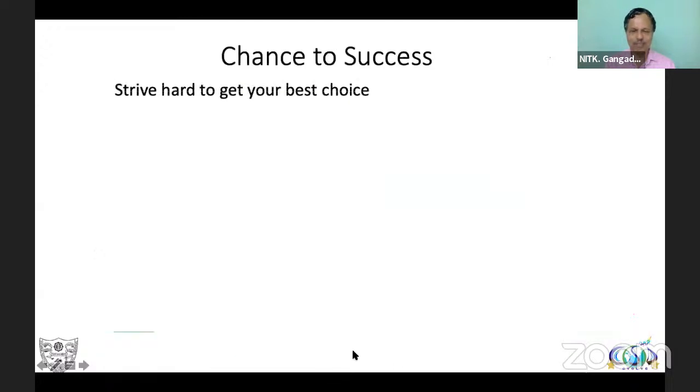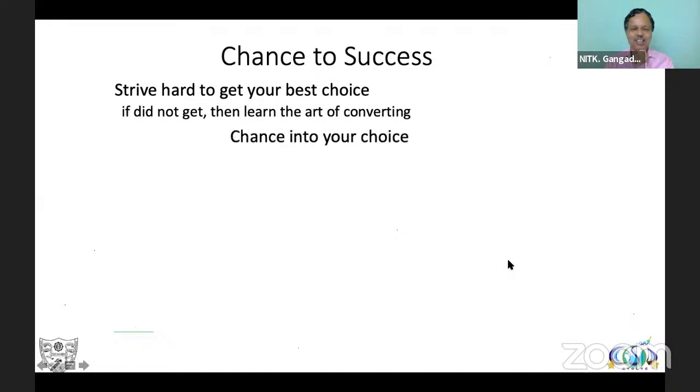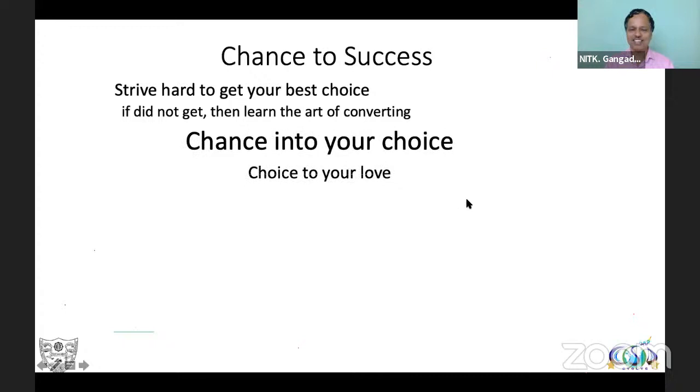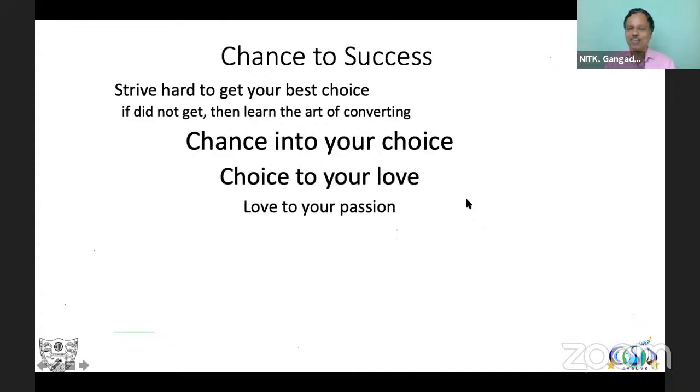I'll stop sharing. Probably, I'll just look at this slide. Allow me to look at this slide. One philosophy of life, if you want to be an engineer, look at this slide carefully. It's more philosophical. So strive hard to get your best choice. I'm sure that you are all preparing well and you want to get the best choice. If you don't get it, then learn the art of converting your chance into choice, choice into your love, love into your passion. That's the secret of happiness.